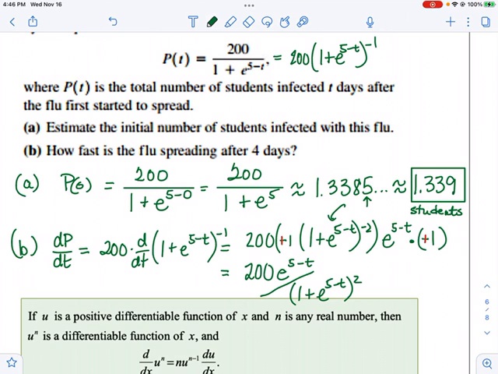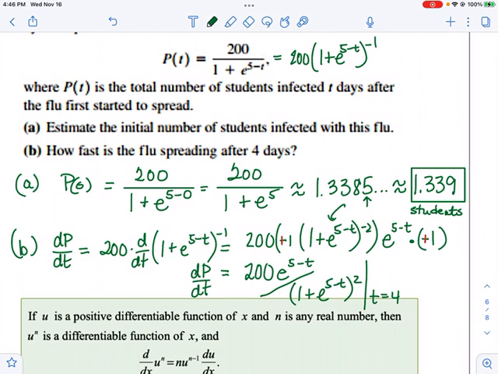And this is our dP/dt, and since I'm running out of room, I'm going to then evaluate this at t is equal to 4. We want to know how fast is the flu spreading when t is equal to 4.